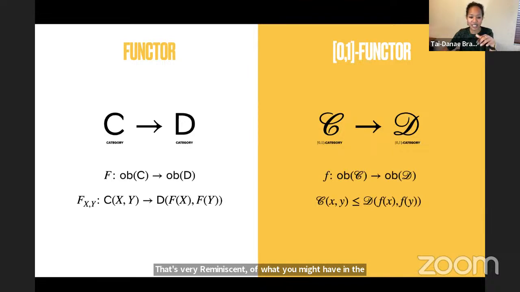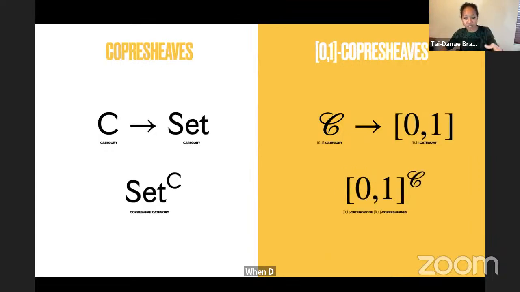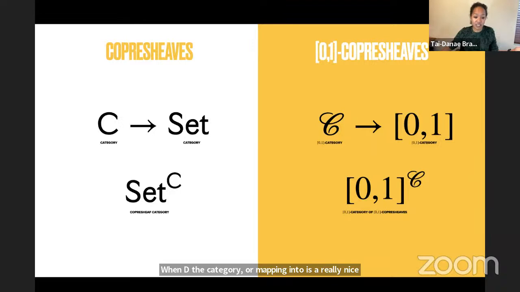For the sake of time, let's not think too deeply about this, because the real punchline is what happens when D, the category you're mapping into, is a really nice category, like the category of sets. Previously, that gave us copresheaves, and we saw that had a lot of structure. So in this new iteration, I want to replace set with probabilities, the 0-1. And I can look at enriched copresheaves into the unit interval. That turns out, as you may guess, to form its own enriched category, and you can talk about enriched natural transformations and make sense of all this. The details we won't worry about too much, but that's the idea.